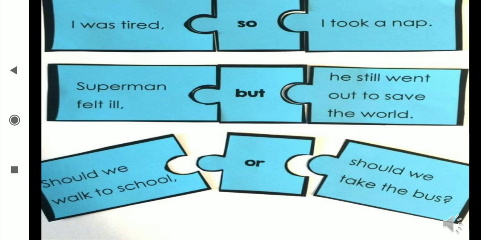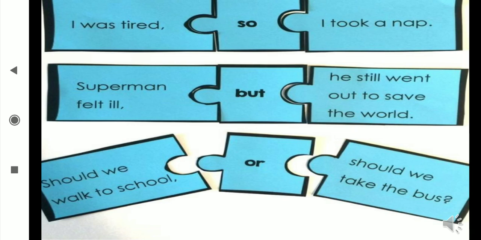The next two different sentences are: Superman felt ill, he still went out to save the world. We are joining these two sentences using one word. Which is that word, students? But. Very good. And this word "but" we consider a conjunction because it is joining two sentences. We will see the last example.